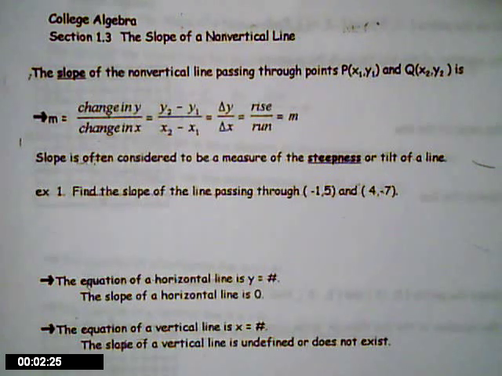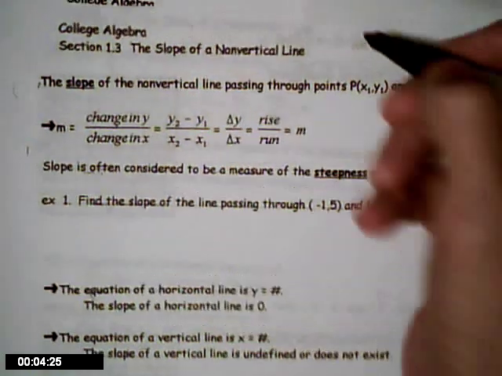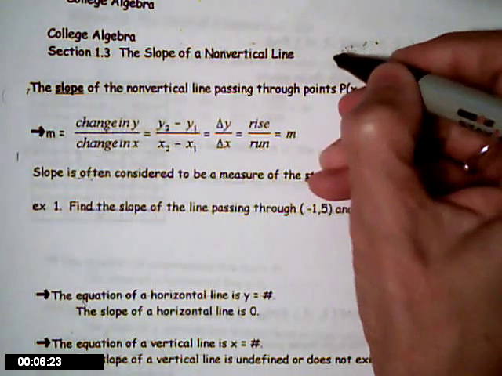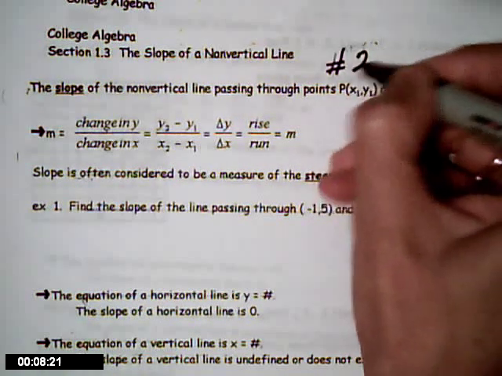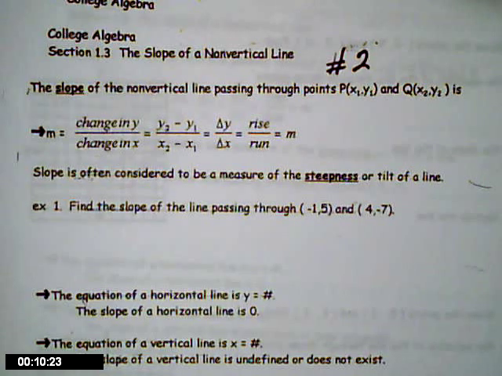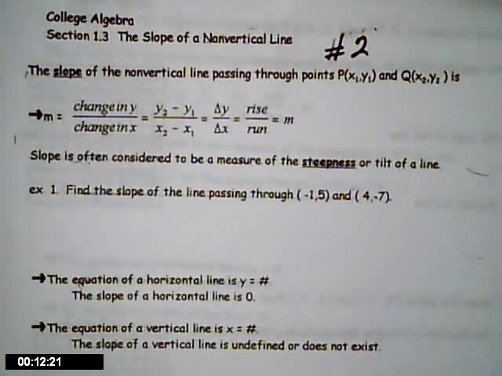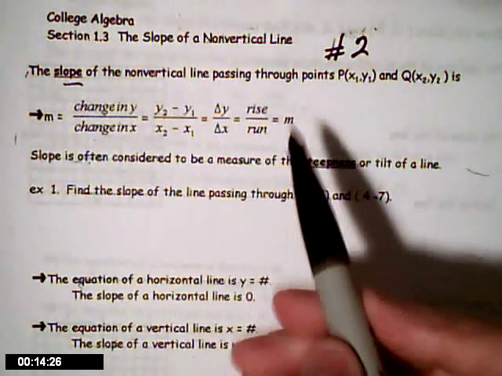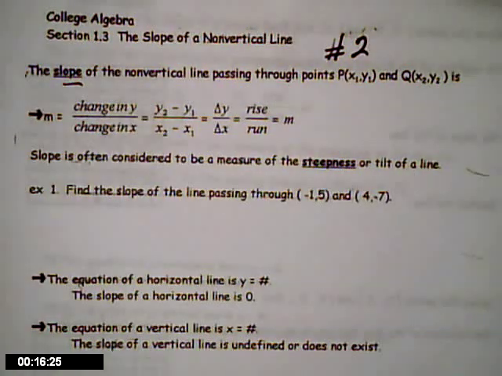This video is going to cover section 1.3. It's going to correlate with your MyMathLab assignment number 2. We're going to be talking about slopes of lines that are passing through 2 points.